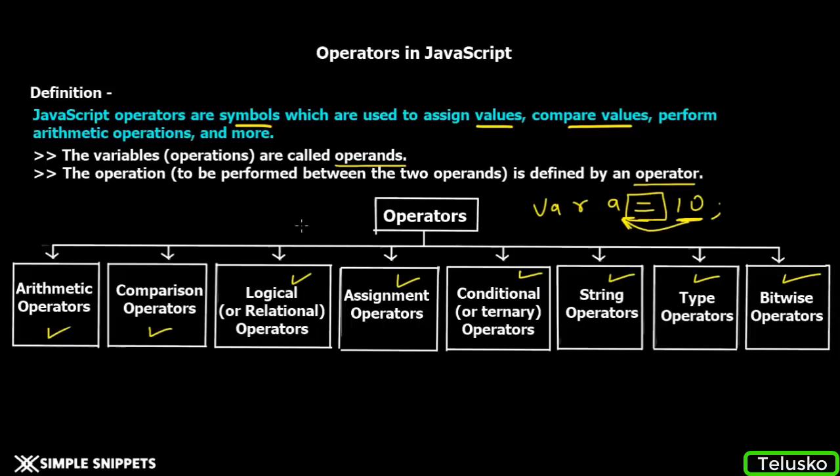So yes, this was just a little bit of theory on what operators are in JavaScript and the different types of operators. Now what I'm going to do is glance through each operator type and show you the different operators, their meaning and what they do. You can pause the screen if you want to note them, or you can just take a screenshot. So we'll go one by one, starting from the arithmetic operators till the bitwise operators.